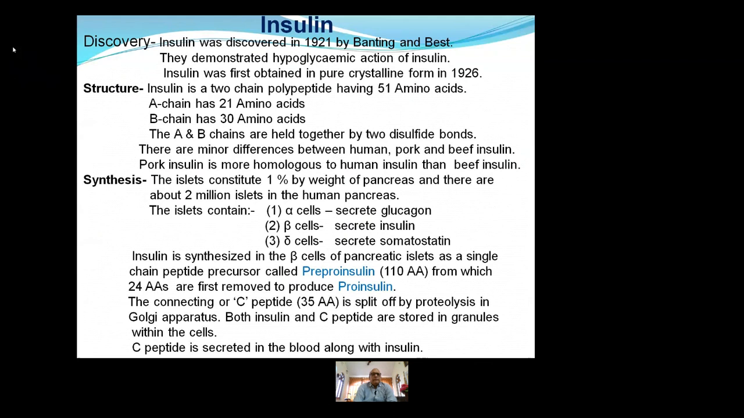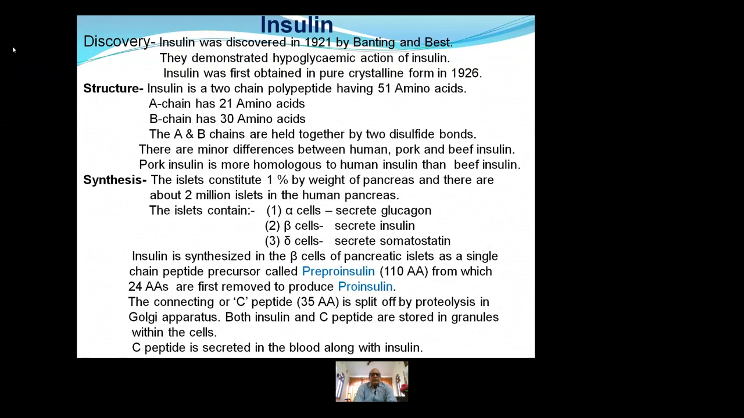Now, insulin. Insulin was discovered in 1921 by Banting and Best. They demonstrated the hypoglycemic action of insulin. Insulin was first obtained in pure crystalline form in 1926.